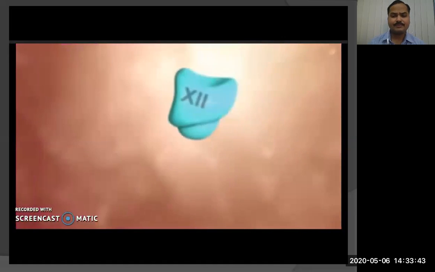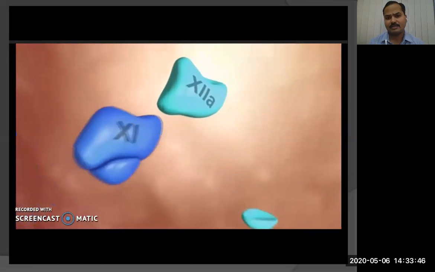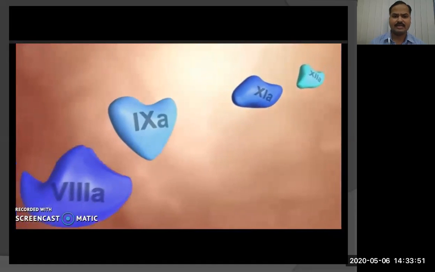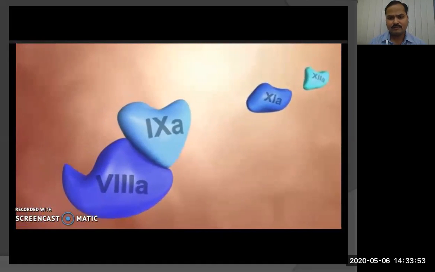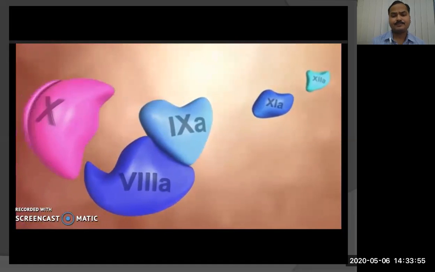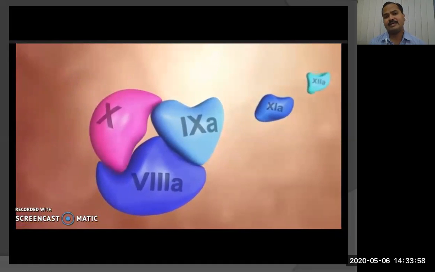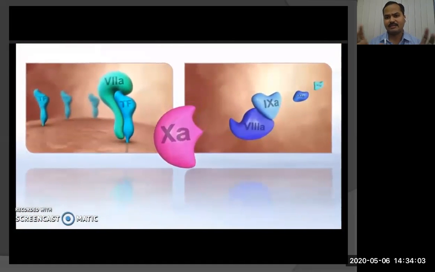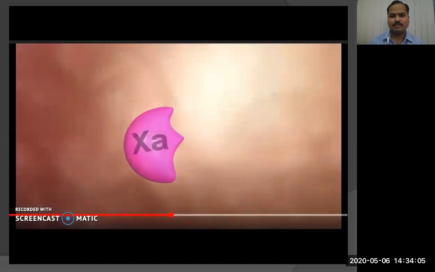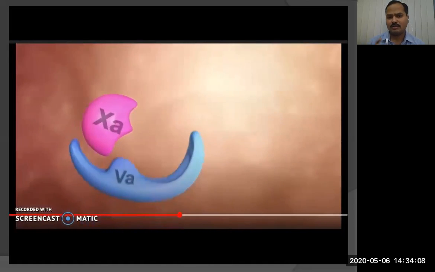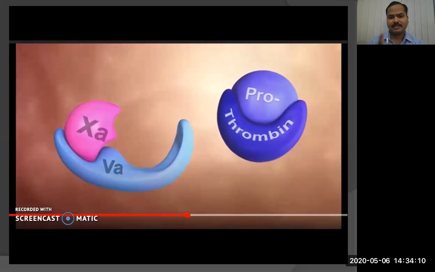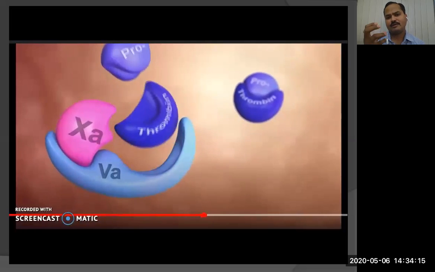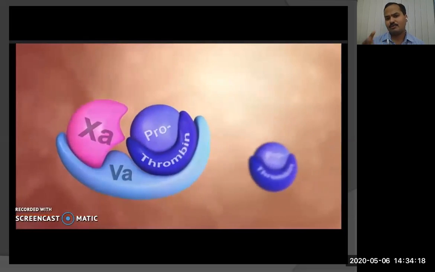Then in the intrinsic pathway, various factors are involved: 12 activated to 12A, 11 to 11A, 9 to 9A, 8 to 8A. All these factors get activated in the intrinsic pathway, and again 10 is activated to 10A. So factor 10 plays a role in both the extrinsic and the intrinsic pathways. So this has a very pivotal role in the coagulation cascade. 10A associates with 5A and helps the activation of thrombin, which is in the prothrombin phase.